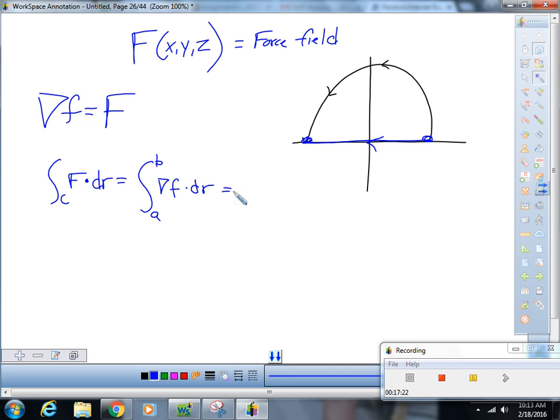Well, all we're going to do is, and this is where the notation gets kind of hard, f of x of b, comma, y of b, comma, z of b, minus f of x of a, comma, y of a, comma, z of a. Okay, let's go backwards. This is today's lesson right here.